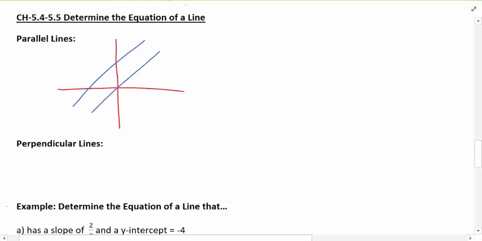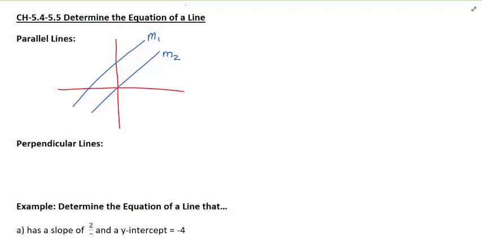Now, let's say this top line has slope of m1. Let's say this bottom line has slope of m2. What can you tell me about m1 and m2 in parallel lines? What can I say about m1 and m2 if these lines are parallel? They're the same, right? Think about it. Think about what slope is.